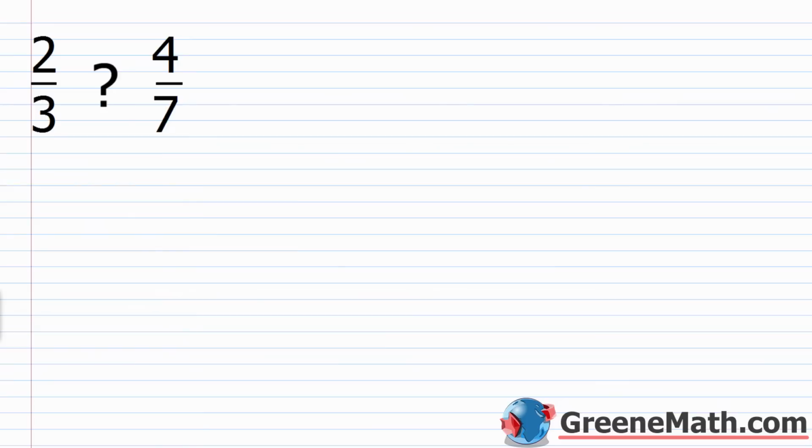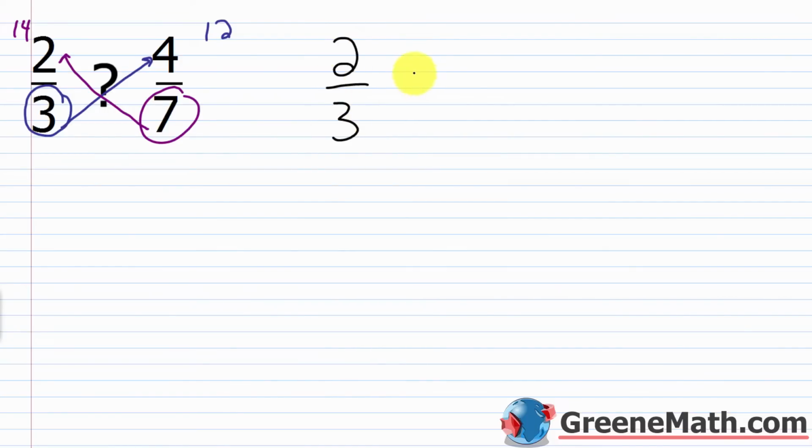All right, let's look at 2/3 ? 4/7. Again, we're cross multiplying. We take this denominator, multiply by this numerator. 3 times 4 is 12. Then I take this denominator, which is 7, and multiply by this numerator, which is 2. 7 times 2 is 14. So 14 is larger than 12, which tells me 2/3 is the bigger fraction. So 2/3 is greater than 4/7.